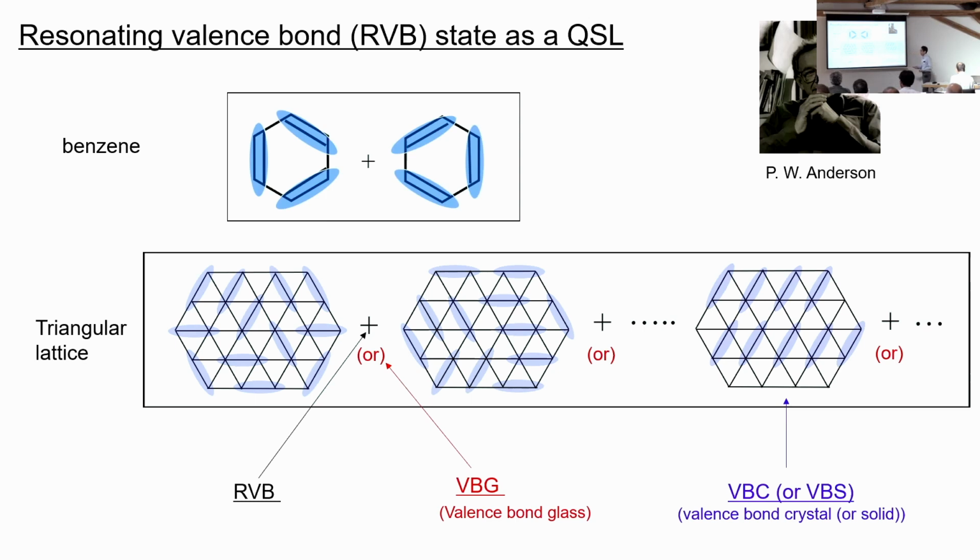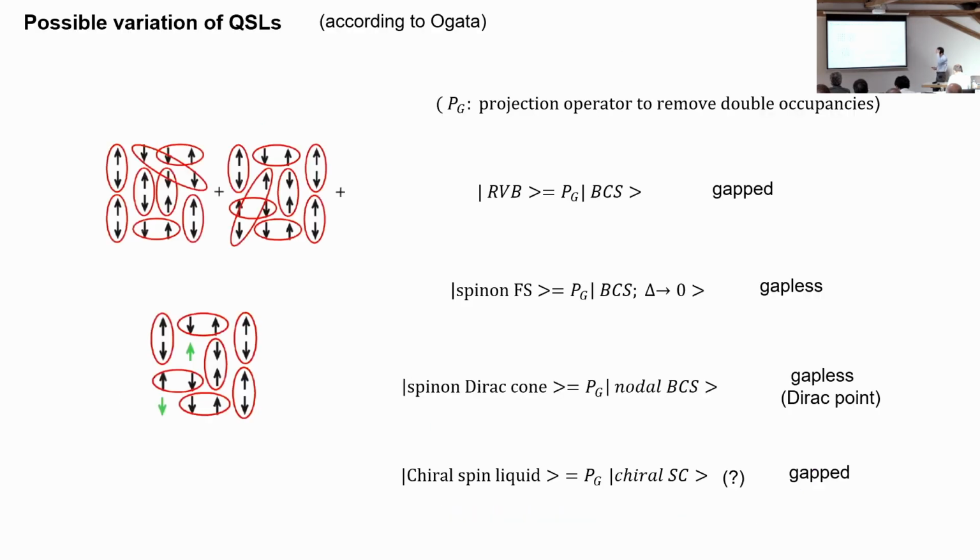However, otherwise, it is a valence bond glass. So arbitrarily, one state is selected at low temperatures. But if one particular bonding arrangement with a very regular pattern is realized and is a very stable state, a valence bond crystal, or valence bond solid, is realized. This is the concept of the RVB.